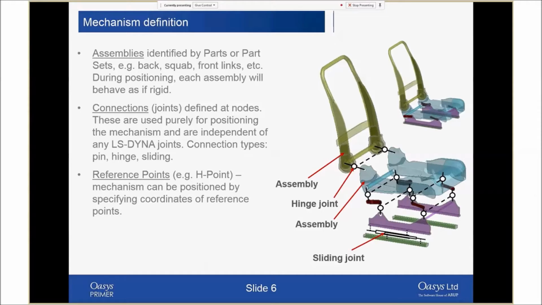So here's an example of a very simple seat model where we've got the seat separated into different assemblies, and you can see we've got just some representations here of some of the joints that are in there that will allow this seat to move. Sliding joint down the bottom, and then pin joint and hinge joints as well.